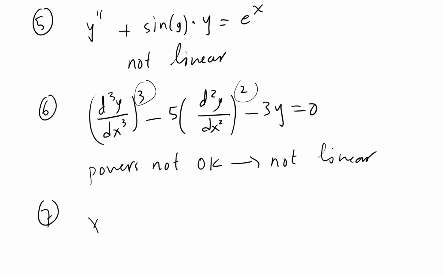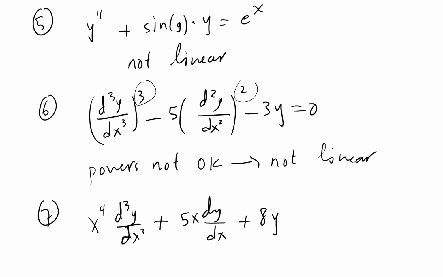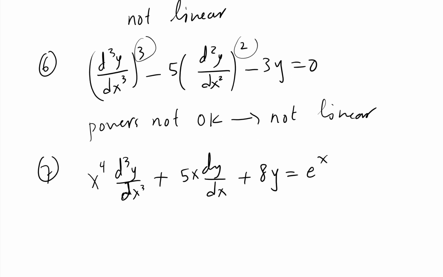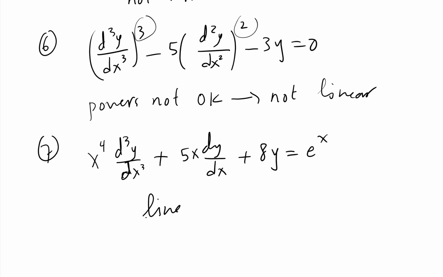Last example in this: x to the 4th times d cubed y/dx cubed plus 5x dy/dx plus 8y equals e^x. This is linear, and try to convince yourself why.